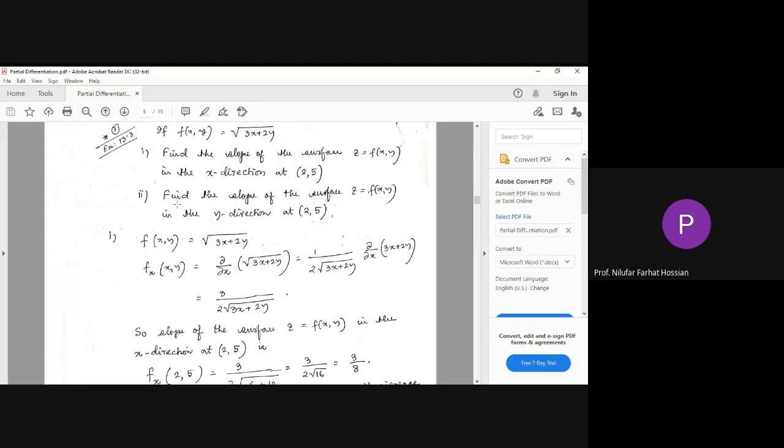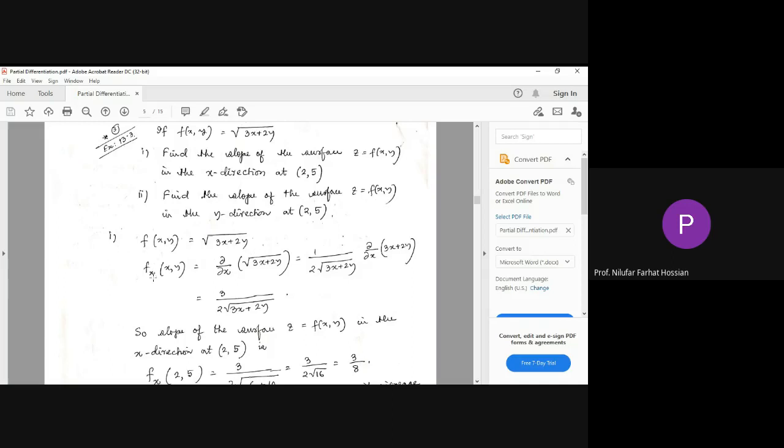And in part 2, find the slope of the surface z equal to f of xy in the y direction. That means here you have to perform del z by del y. And finally, you have to evaluate this partial derivative at this particular point. So let us do the first one, f of xy equal to this.